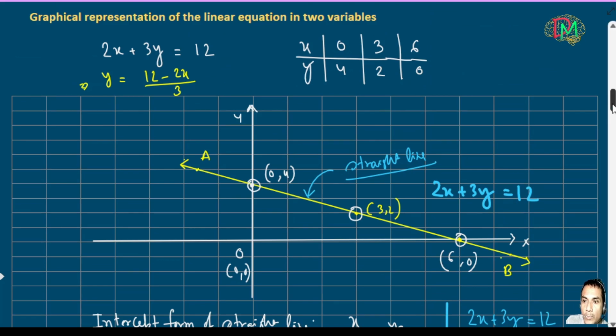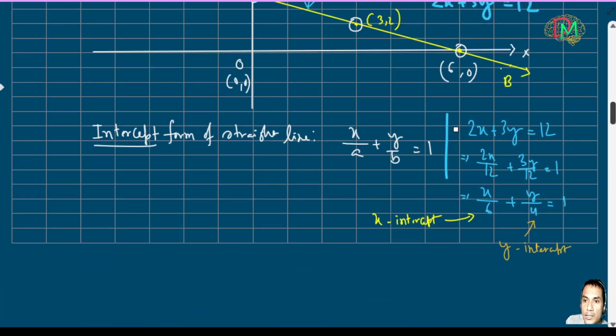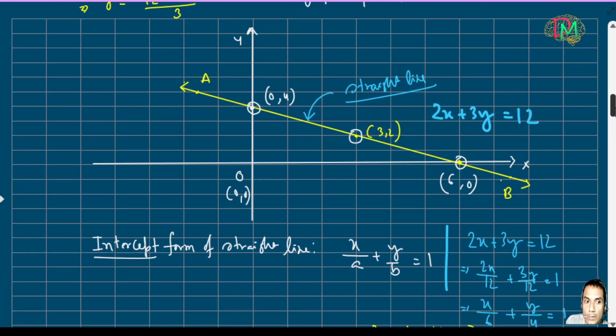So by this shortcut method you can easily find out whether your answer is correct or not, but it is not in your syllabus actually. Only for your knowledge I share it with you. So it is the intercept form of the straight line. Clear?